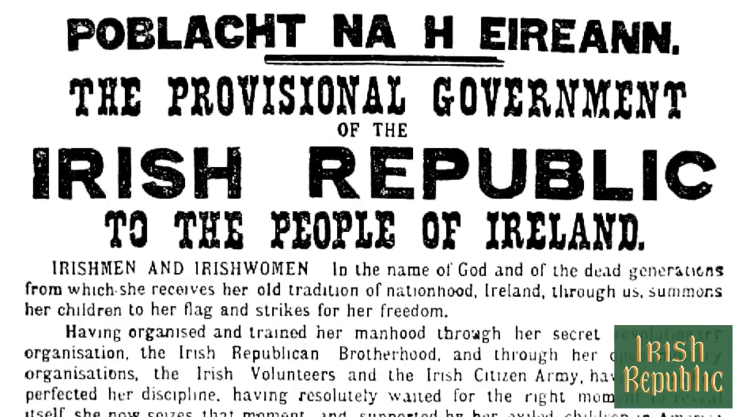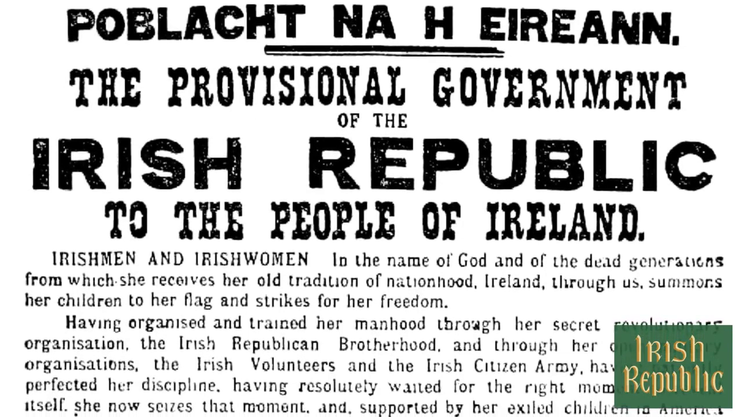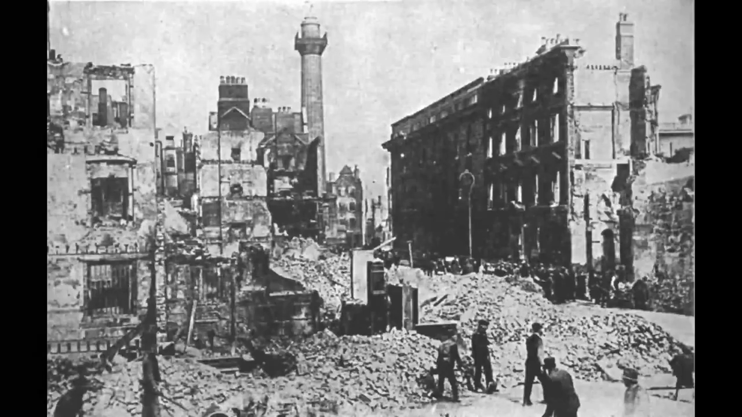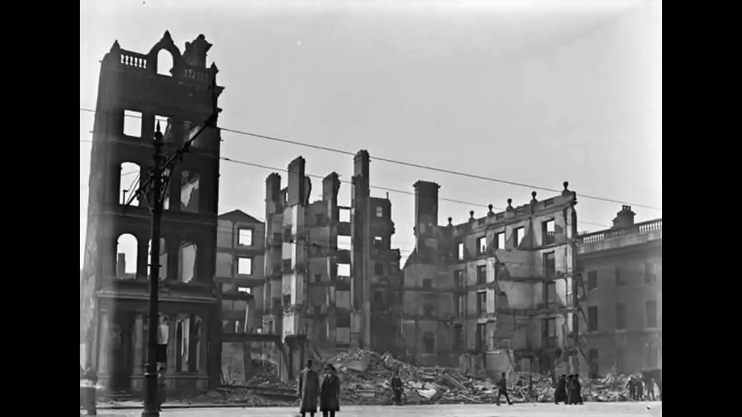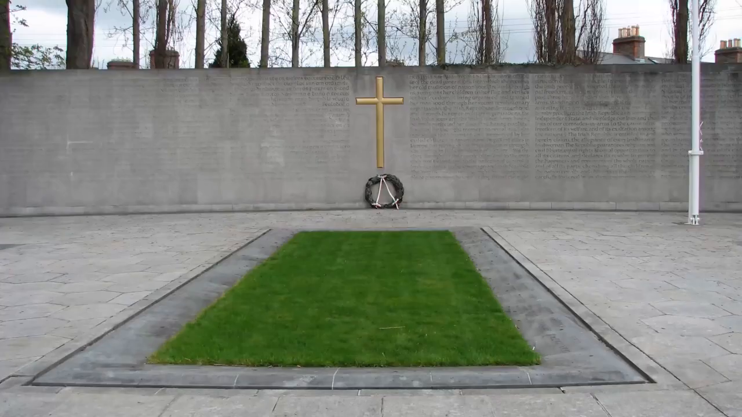The rising took place over the course of just a few days, but nearly 500 people died, most of whom were civilians. But with far superior numbers, the British Army managed to suppress the rebellion. The result was an unconditional surrender by the rebel forces, and most of the rebel leaders were executed.